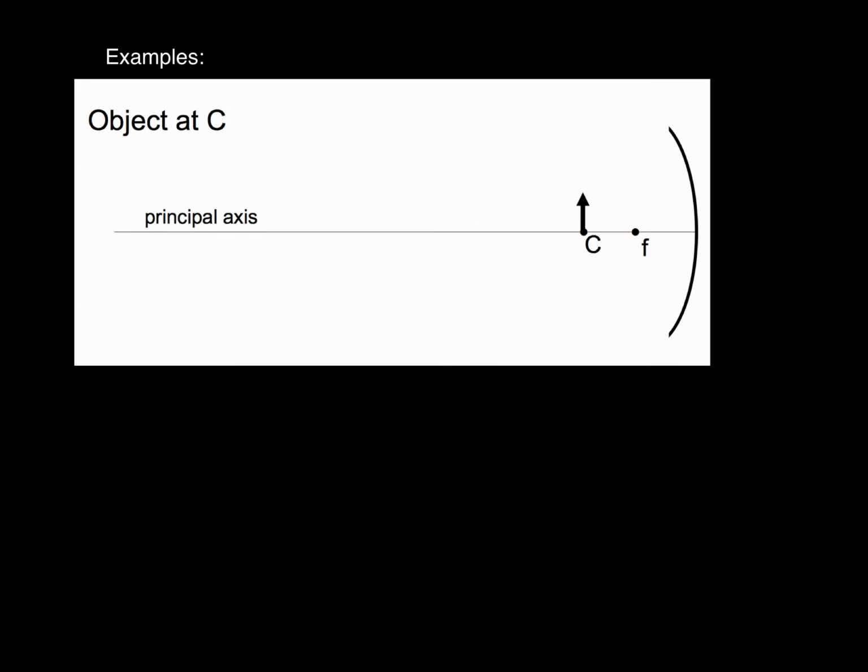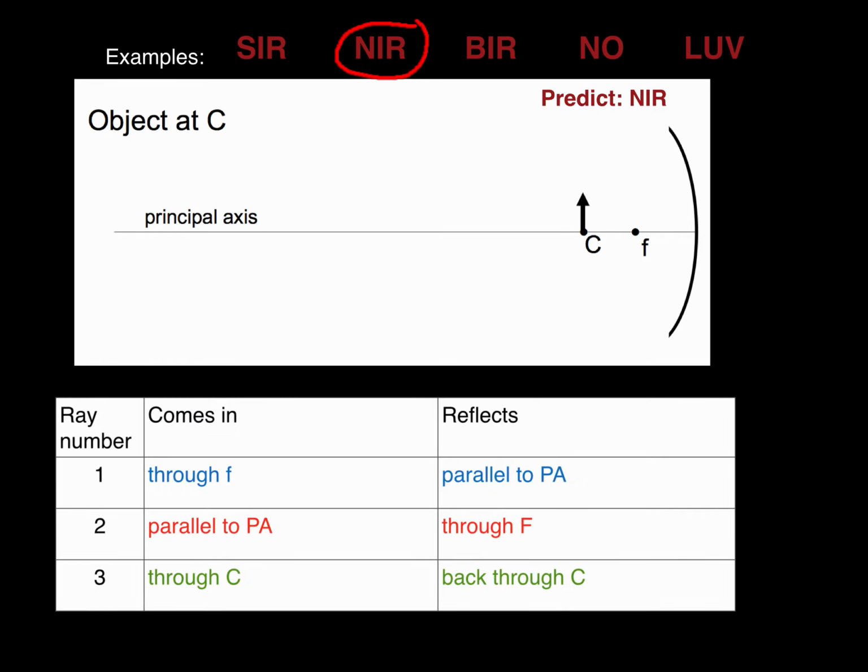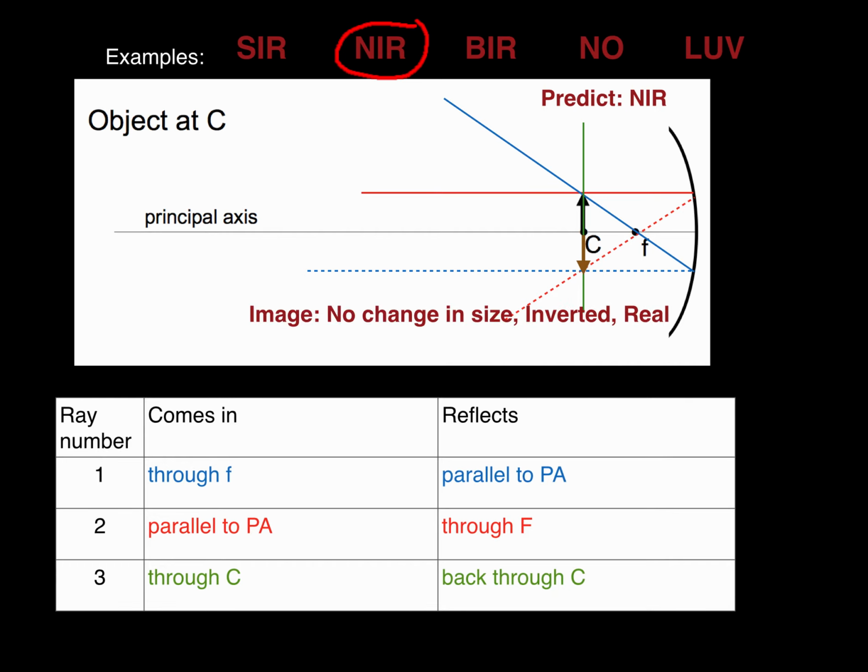Next example is placing an object at C. We would predict that this is going to be NIR, no change, inverted, and real. We draw our first ray coming from the top of the object through the focus and hitting the mirror. It reflects parallel to the principal axis. The second line comes parallel to the principal axis and reflects through the focus. Since the object is at center, the line coming from the object through center doesn't actually hit the mirror. But we can draw the reflected image pointing at the intersection of our reflected rays, and we see that there's no change in size. It's the same size as the object, it's inverted, and it's on the real side of the mirror, just as we predicted.